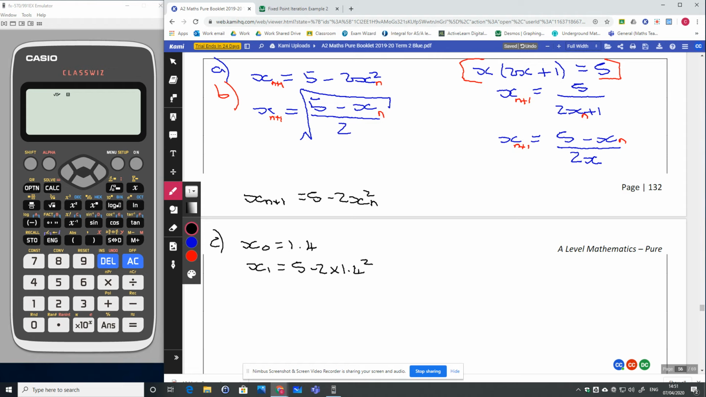This is iteration. So when you get the value for that, to get x2, what you do is you substitute that number into here and you recalculate it. So that calculates to be 1.08. So my next one is 5 minus 2 times 1.08 squared. And that is going to give me 2.667.